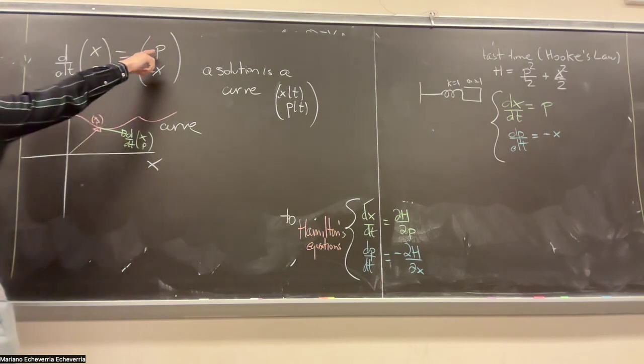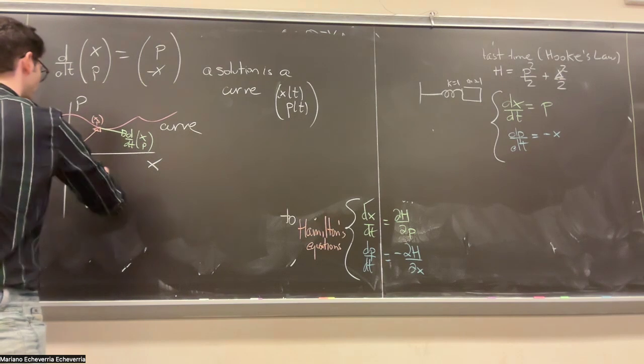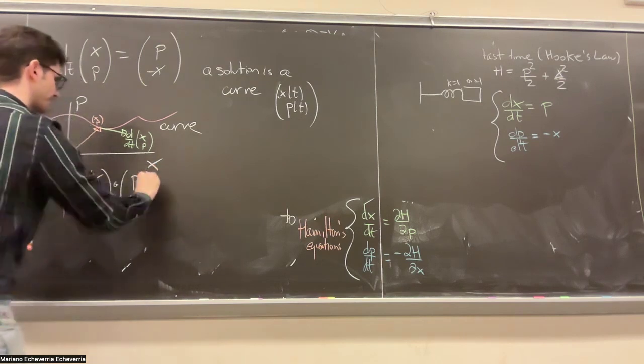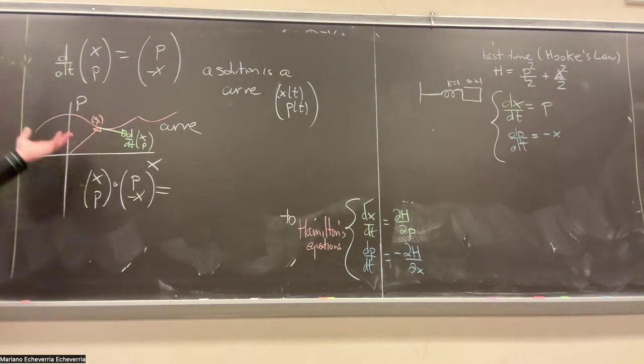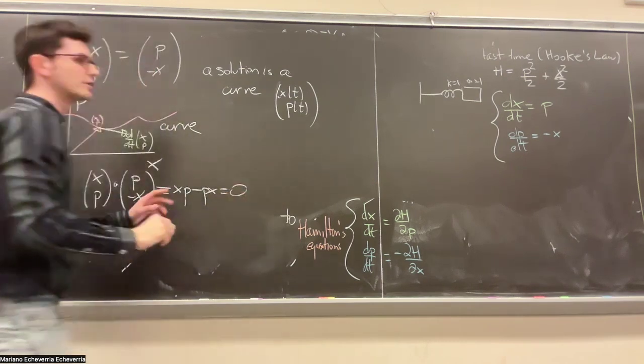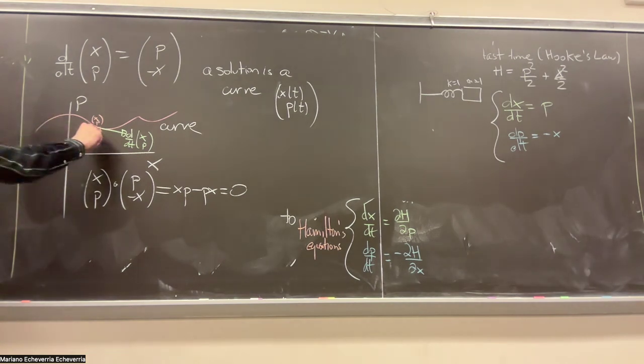That's a vector that's perpendicular to xp, right? Because what's the dot product between xp and p minus x? Well, that just gives you xp minus px, so that's just zero. So that means this vector is actually perpendicular to the position vector in phase space. So this should look like a 90-degree angle, which does make sense.